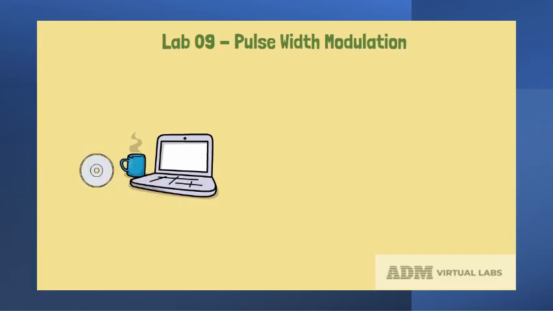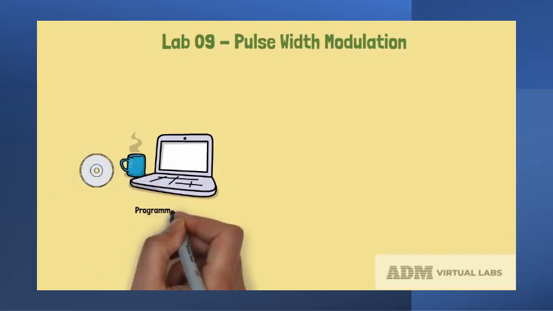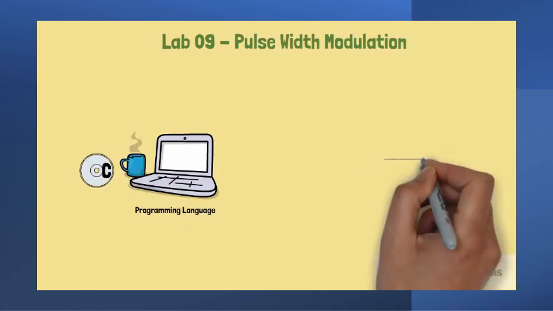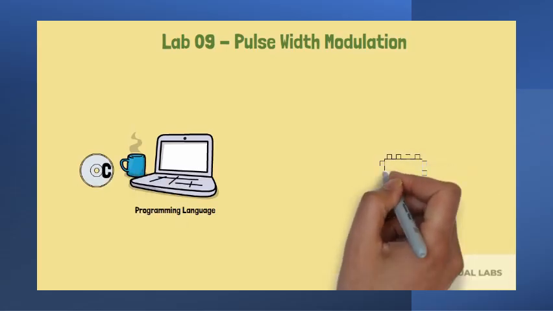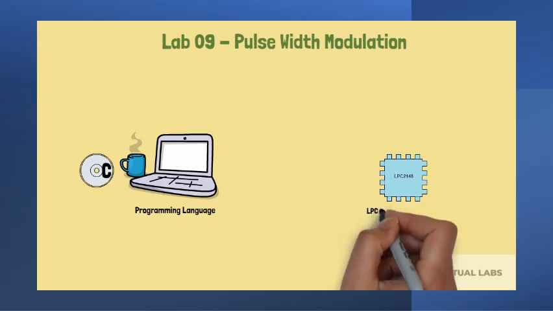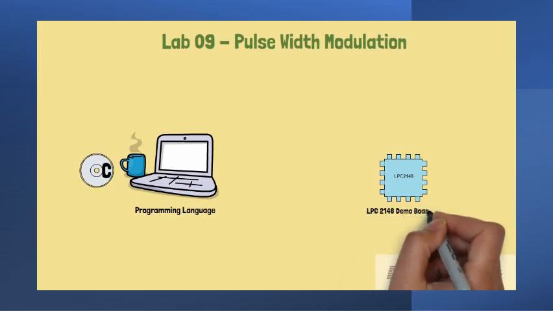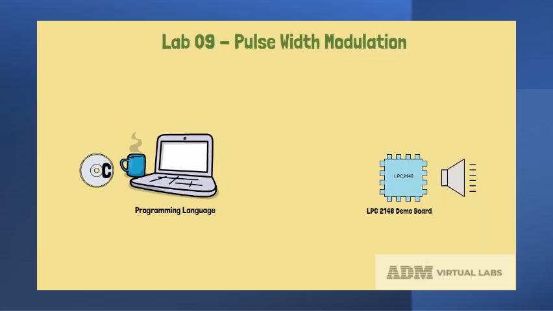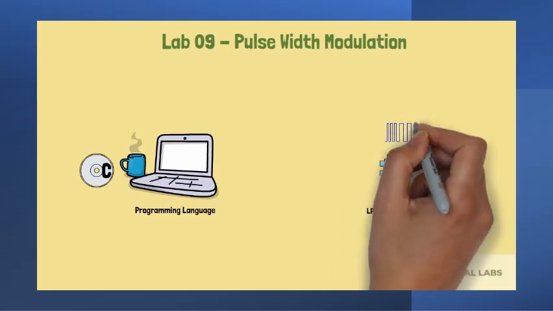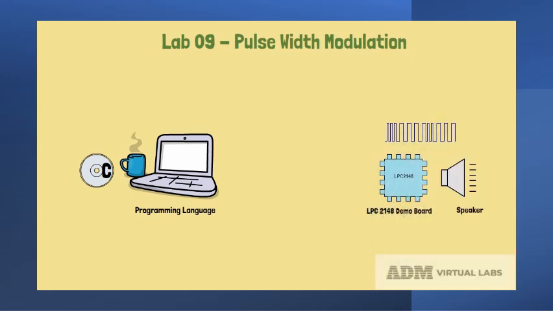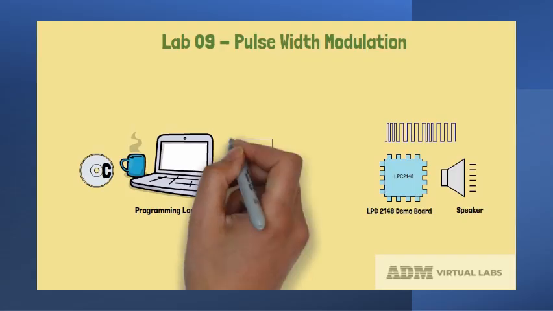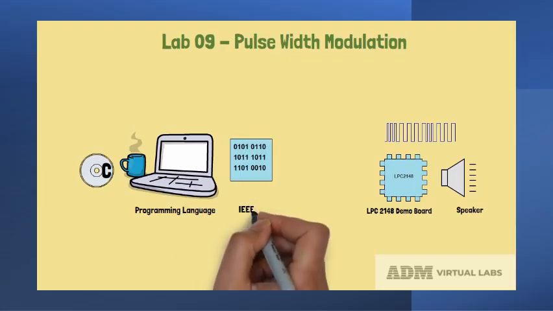Any embedded system project involves 3 important steps. The first step, we select embedded C as our programming language. The second step, LPC2148 based evaluation board and simple toy speaker to play music. Pulse width modulation, or PWM, is a popular method for simulating analog signals using digital outputs. Programs written in C are readable and easy to debug.